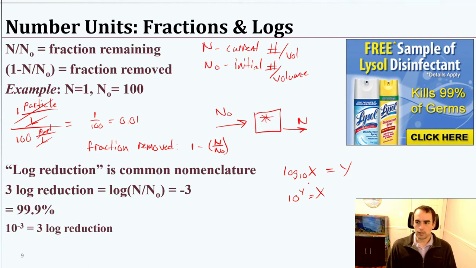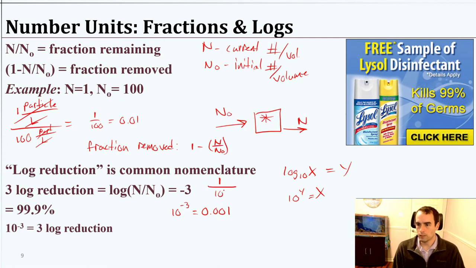Just wanted to remind you that that's what we're using here when we describe this number change, and sometimes we use it with a mass concentration as well. If we write it as a 3-log reduction, what we're talking about is we're taking the log of N over N naught, and we're saying the N over N naught has been reduced by 10 to the minus 3. So 10 to the minus 3 is equal to 0.001, because it's the same thing as 1 over 10 to the 3, which is equal to 1 over 1,000.